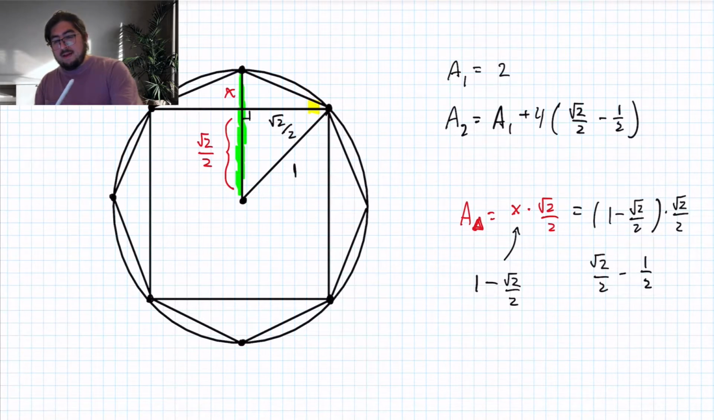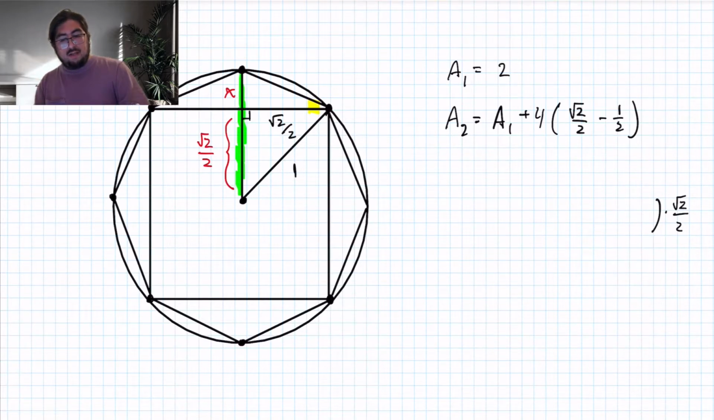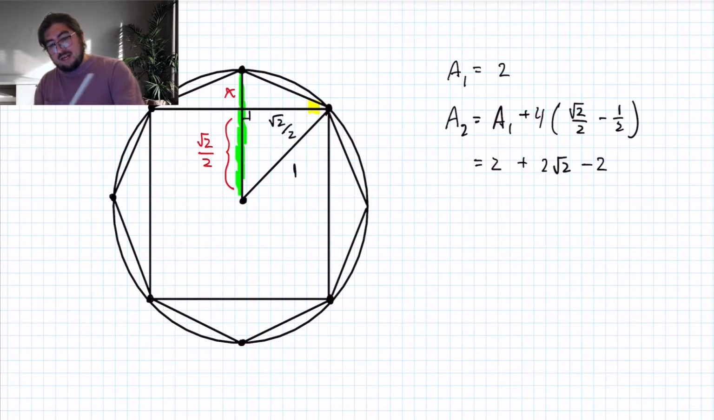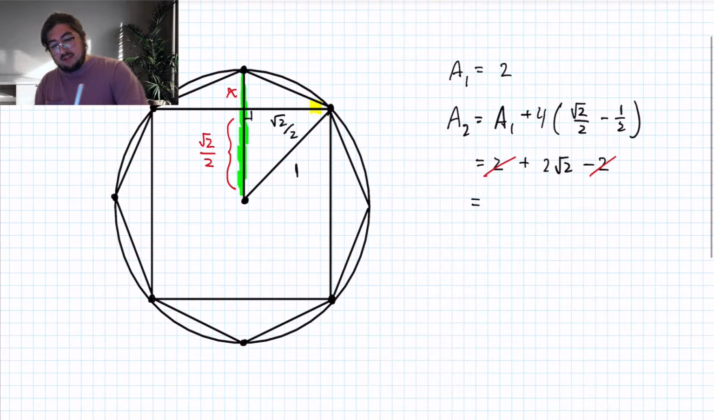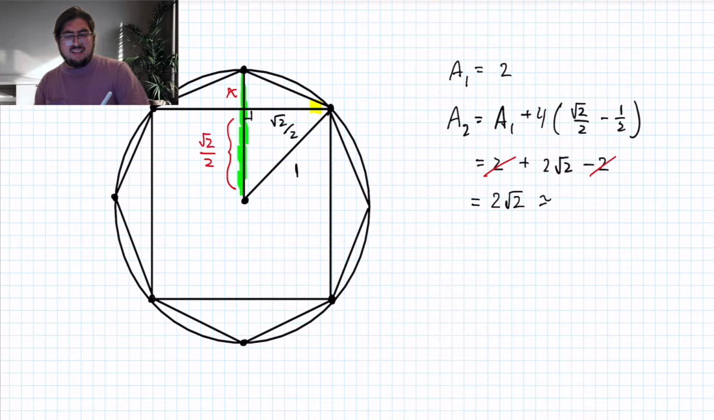Okay. So I'm going to simplify this a bit because we know what A1 is and we can distribute that 4 as well. Notice A1 is 2, and distributing that 4 gives us 2 radical 2 minus 2, and look at that, the 2's cancel and we get 2 radical 2. And that is the area of this octagon, but again, nowhere near close to pi. In fact, I think this is about 2.8. You can check these approximations on your own. But there we go, that's the area of the octagon, that's A2.